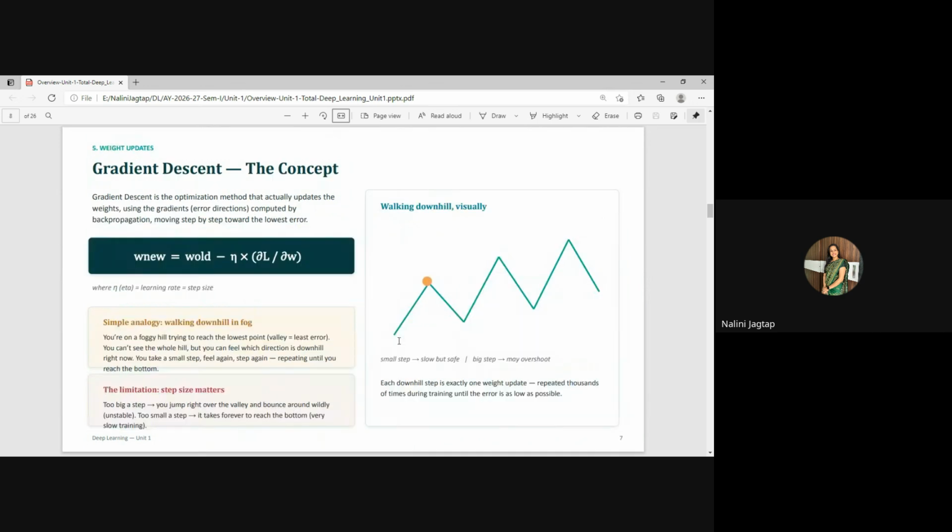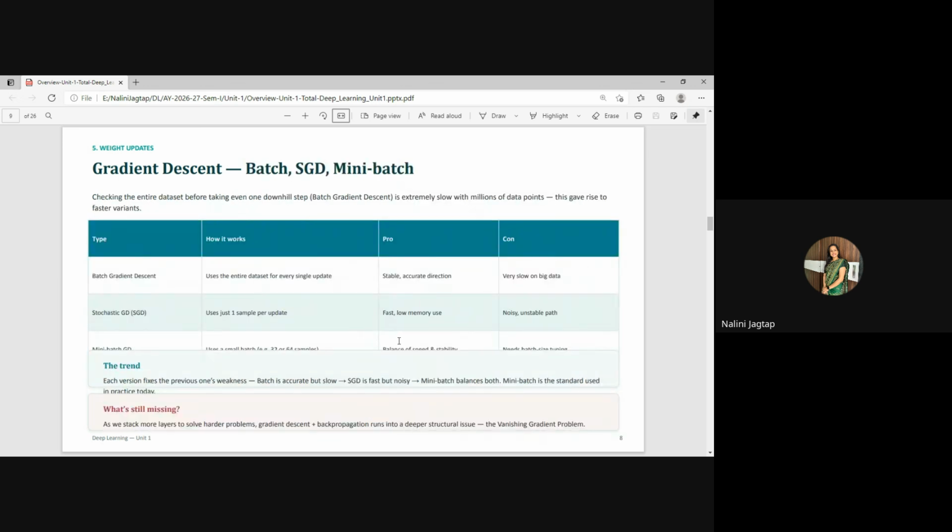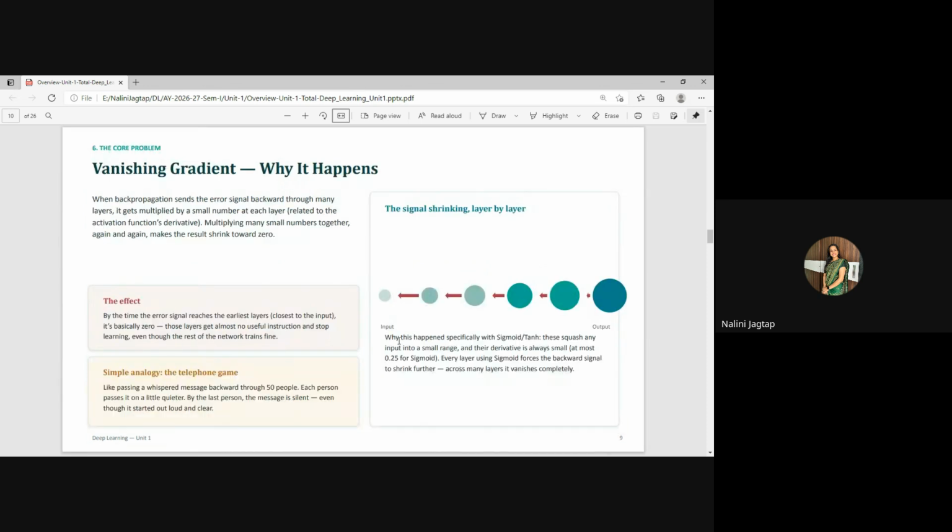But that error is calculated with the gradient descent. Gradient descent is an optimization method that updates the weights according to the error introduced at that particular node, using the gradient computed by backpropagation, and moving step by step toward the lowest error. So that's done in gradient descent. We have three types of gradient descent methods: batch gradient descent, stochastic gradient descent, and mini-batch gradient descent. Mini-batch is better because it is a mix of the batch and SGD methods. Correct.